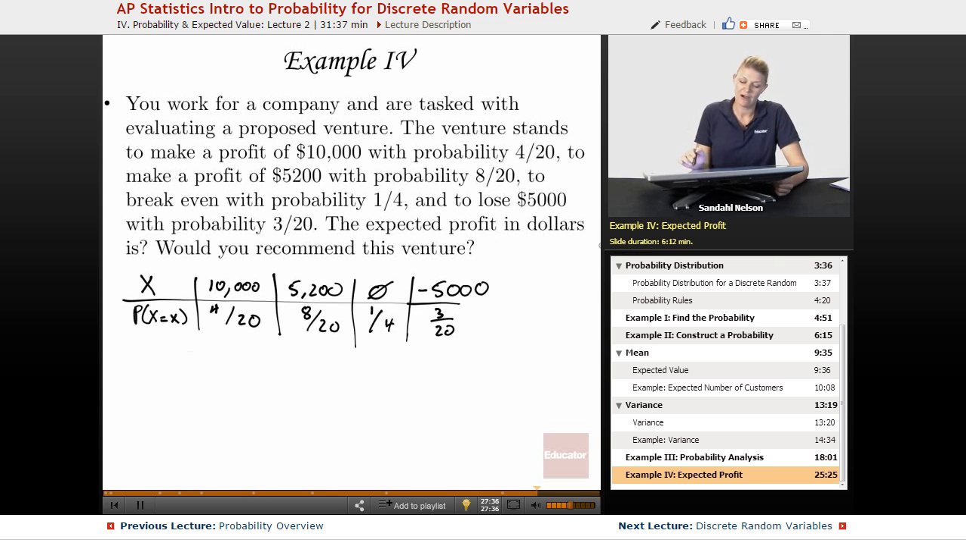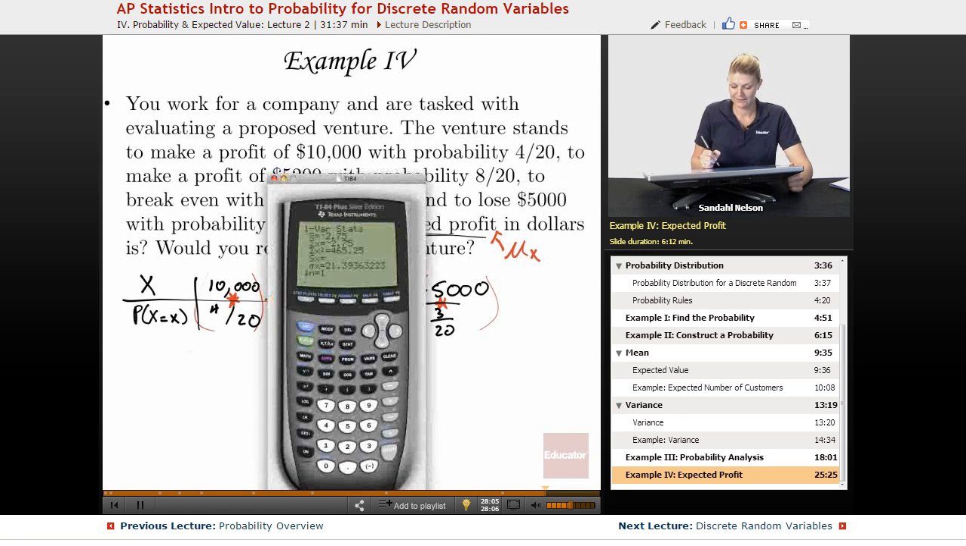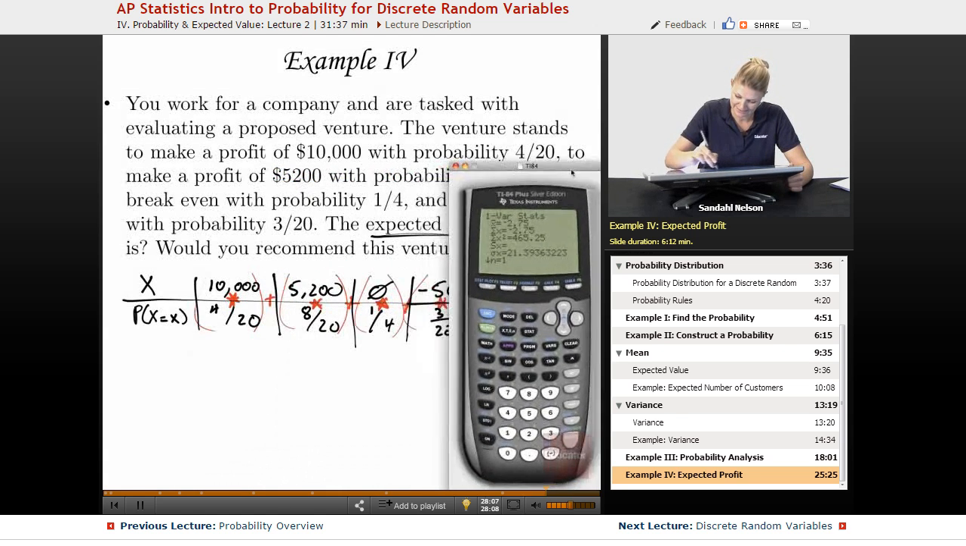So the expected profit in dollars. So we want expected profit. So remember, whenever you're asked for the expected value, what that means is that you're asked for the mean. So the mean of this probability distribution. Okay, so we know that we're going to be multiplying the x by its probability, and then we're going to add up each of those products.